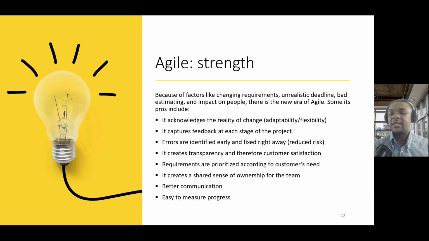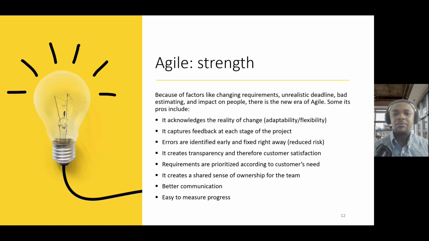Okay, so now making a transition to Agile. It does appear that Agile also has its own strength, as far as it has its own weakness. We're going to talk about the weakness of Agile, but for now, let's pay more attention to the strengths.